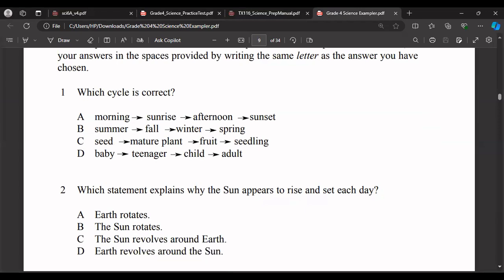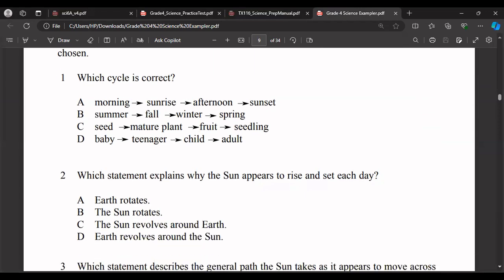Look at question number 1. Can you please read it? Let me see. I think it's B. It's B. Summer, fall, winter, spring. Correct.